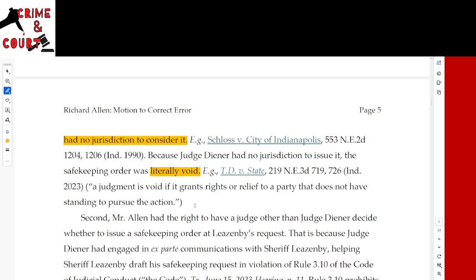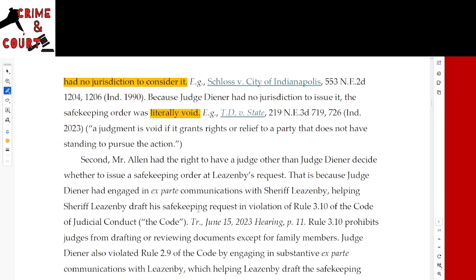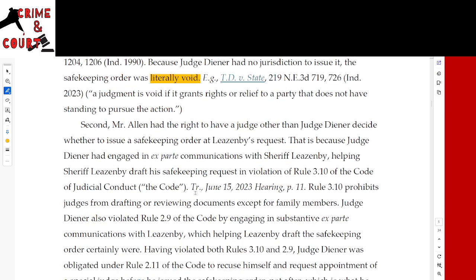A judgment is void if it grants rights or relief to a party that does not have standing to pursue the action. So it's like it doesn't even exist. All right. So second, Mr. Allen had the right to have a judge other than Judge Diener decide whether to issue a safekeeping order at Lesenby's request. That is because Judge Diener had engaged in ex parte communications with Sheriff Lesenby. This means that they've had communications without the defense around, without representation for the defense.